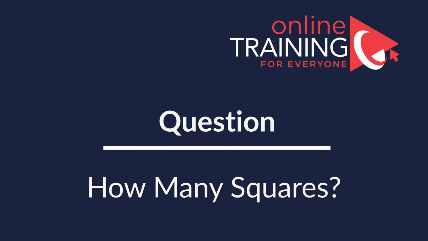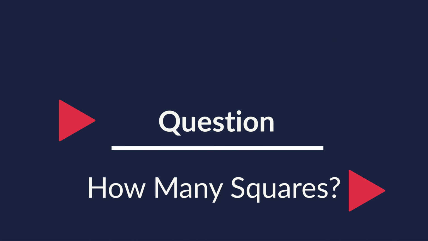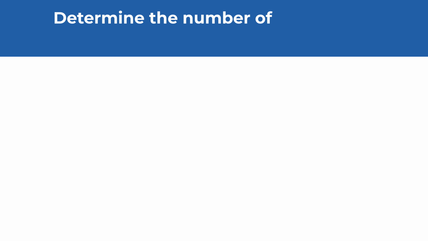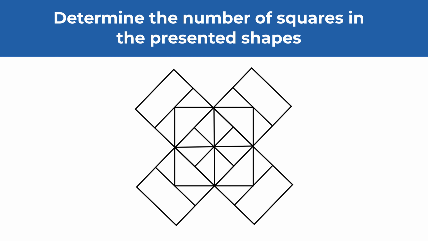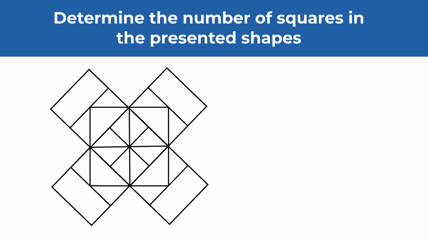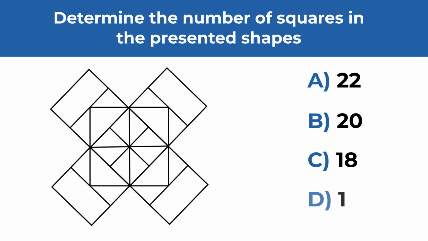Here's a very interesting question from the most recent test. You need to determine the number of squares in the presented shape. You have 4 different choices. Choice A, 22. Choice B, 20. Choice C, 18. Choice D, 14. Do you see the answer?